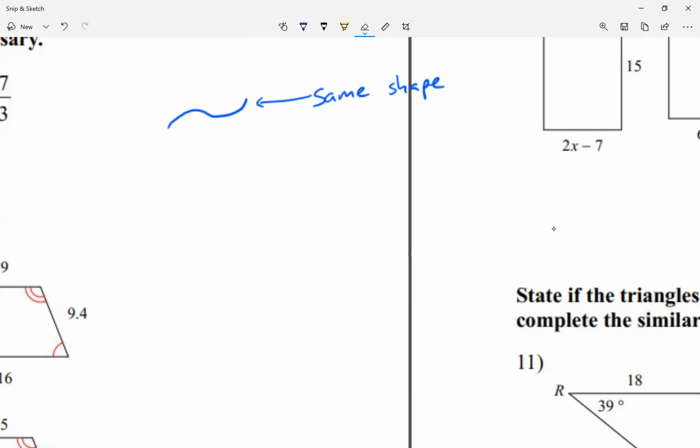Now, imagine you take a picture of yourself. Let's say you take a selfie. Boom, you take your selfie. Now, the picture on your phone looks like you, right? However, the picture on your phone has the same shape, but not the same size, right? On the phone, the size is smaller than your actual size. That is what we're going to be talking about: figures that have the same shape, but not necessarily the same size. And we're going to call those similar.